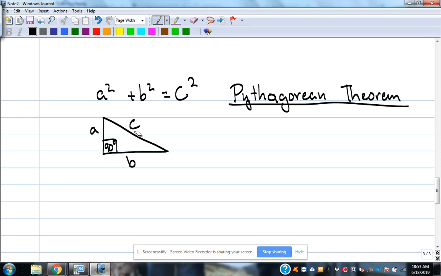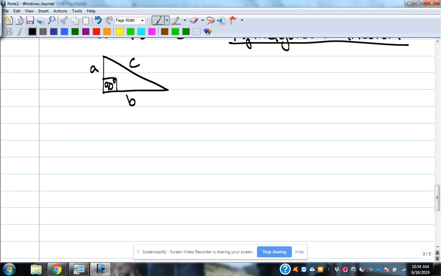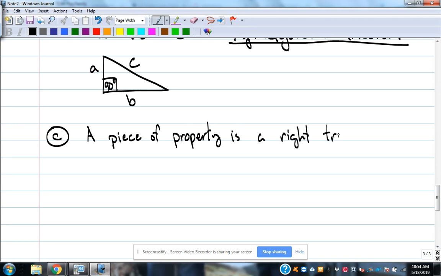All right. Now, when we're dealing with Pythagorean theorem problems, I'm going to be dealing with right triangles. Okay, so let's get us a word problem that deals with that. Okay, so a piece of property is a right triangle shaped lot in the subdivision. So a lot of times there'll be a lot there in the corner that's a triangle shape, and trying to survey it off there.